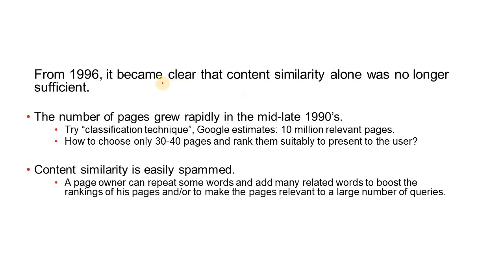A few years down the line, in 1996, it became clear that content-based similarity is not going to be sufficient. Therefore, in those days, other types of approaches were also investigated. In particular, classification-based techniques were used that would group pages against different query labels. But now the problem is that there are millions of pages against the given keywords. But in general, what we want is only 30 to 40 pages, and that also in a rank so that they can be arranged in decreasing order of their rank.